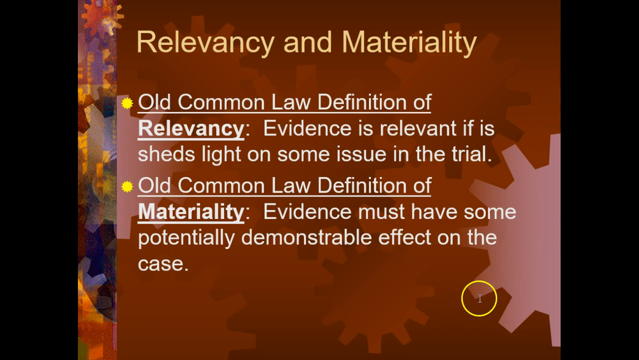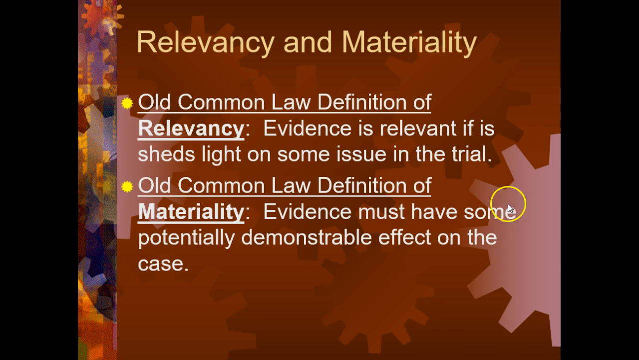Materiality means evidence must have some potentially demonstrable effect on the case. That means that, in essence, it has to make a difference in the case. Well, any one piece of circumstantial evidence, when there are perhaps hundreds of pieces, would be able to be excluded because we simply don't have enough materiality to any one piece. And that's the reason why materiality was thrown out: it doesn't work in many contexts. It doesn't have to make a difference by itself for it to get into evidence.